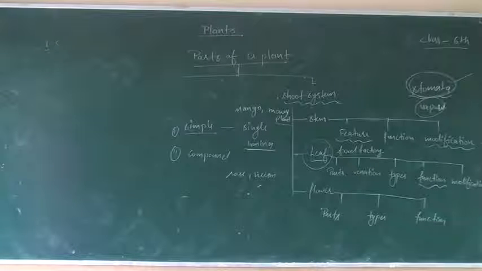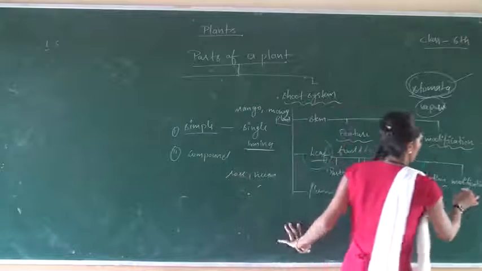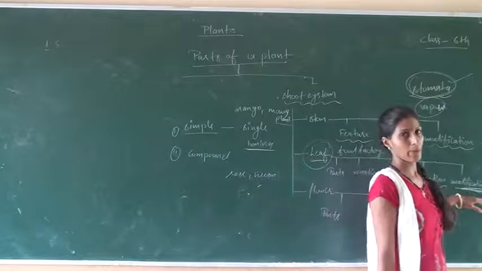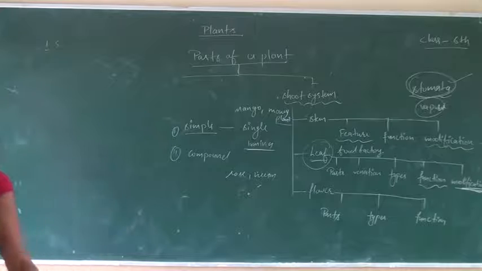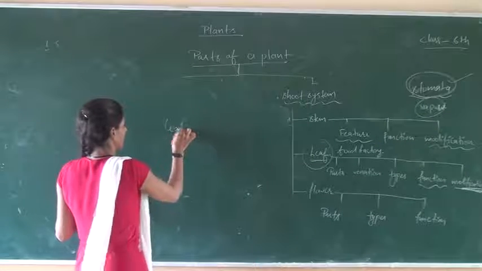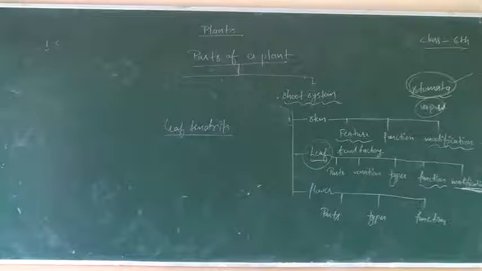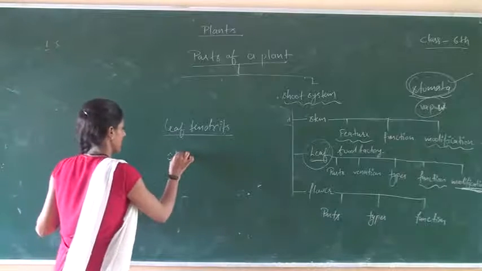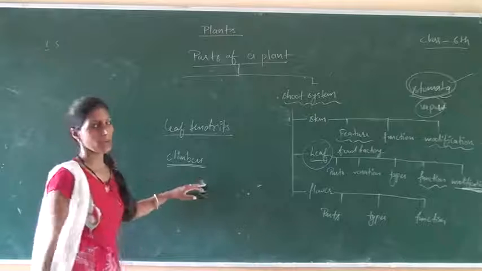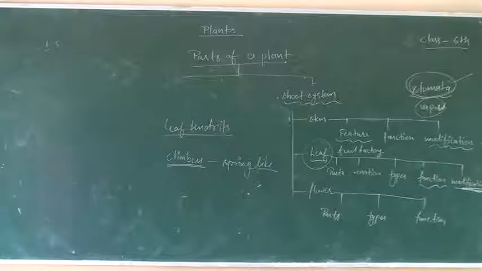After that, modification of leaf. In some plants, the leaf is modified to perform some special functions. First is leaf tendrils. In climber plants, leaves are modified into spring-like structures, which are called leaf tendrils.